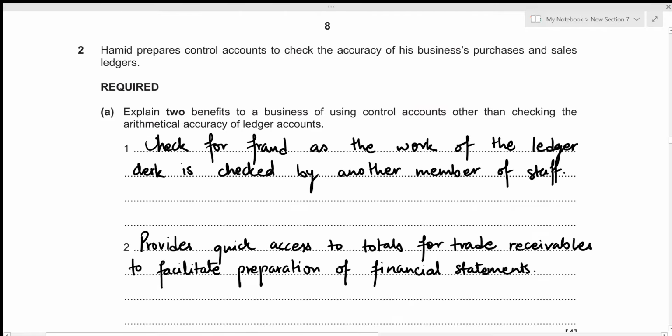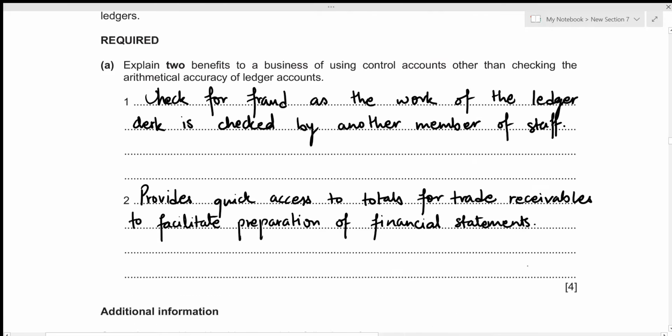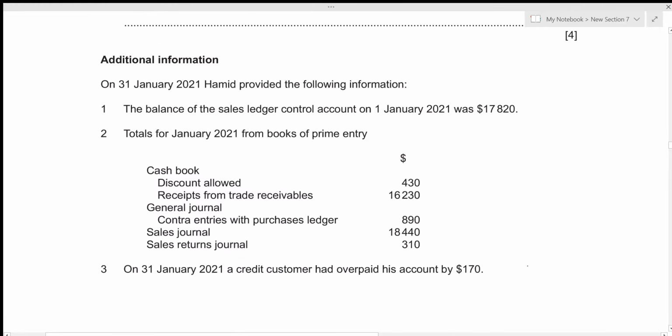Alright, this concludes the first part. Let's move on to the second one. We're given additional information. On 31st January 2021, we have the balance of the sales ledger control account, and we're given the total for January 2021 relating to cash journal, general journal, sales journal, and then sales returns journal. And on 31st January 2021, we have a credit customer who had overpaid his account by 170.